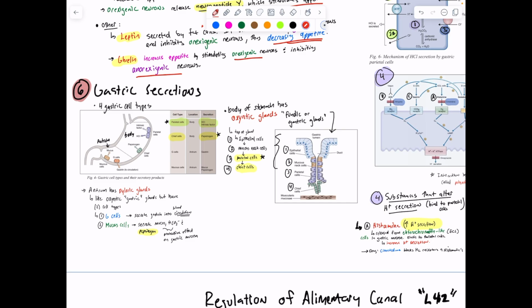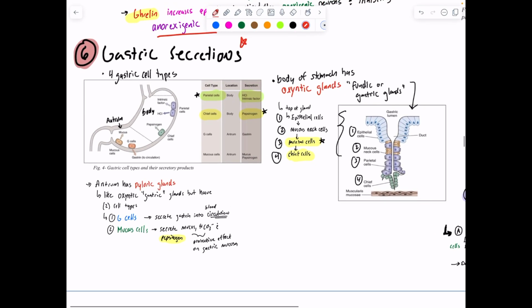Then you have the secretions from the stomach itself. So we've already kind of talked about this, but we have our different parts of the stomach. We have the body of the stomach, and then we have the antrum. The body of the stomach has oxyntic glands, aka fundic or gastric glands. Going from top to bottom, we have our epithelial cells, our mucous neck cells, our parietal cells, and then our chief cells. Importantly, the parietal cells are going to release HCl and intrinsic factor, which is important for digestion of fats. HCl is important in general for activation of pepsinogen to pepsin, particularly for protein digestion. But we also know that acid can help kill things that aren't supposed to be in the stomach.